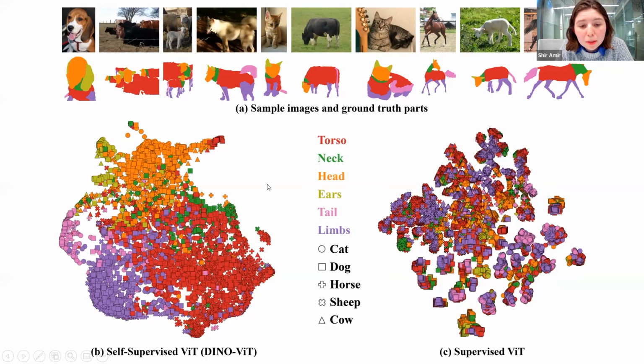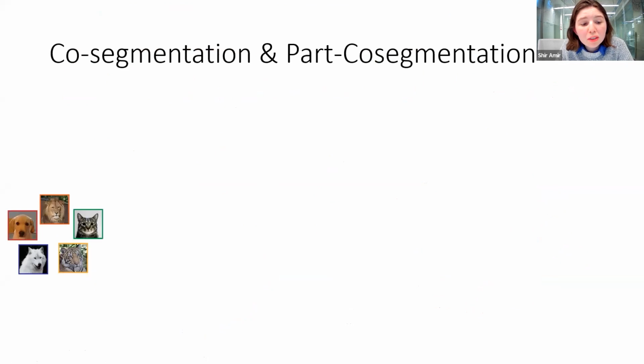So this kind of demonstration convinced us that the signal does exist in the pre-trained ViT, and then we went on to leverage it for practical application. So now let's take a look at the simple method we used upon these powerful features in order to apply both co-segmentation and part co-segmentation in a single pipeline.